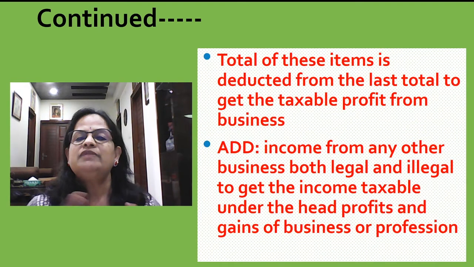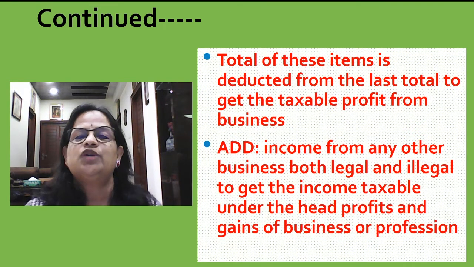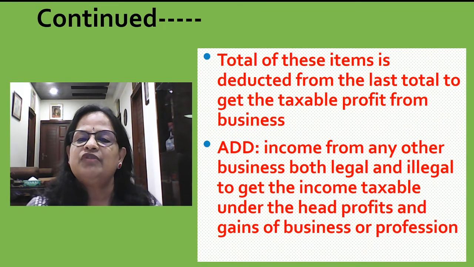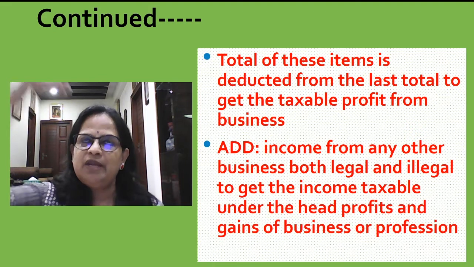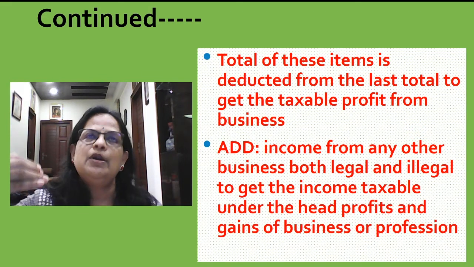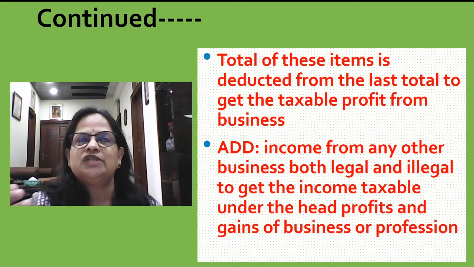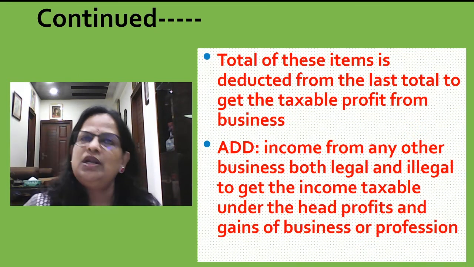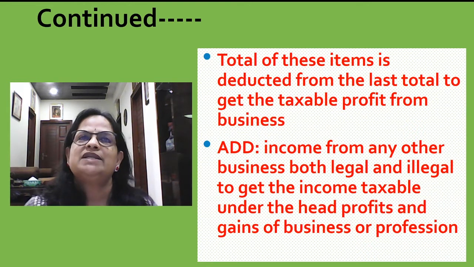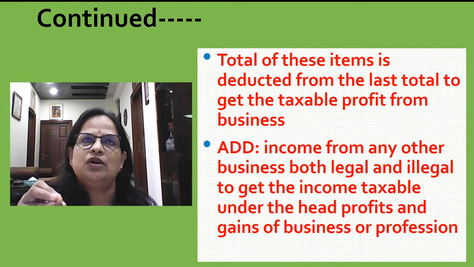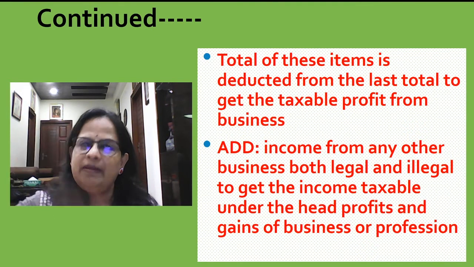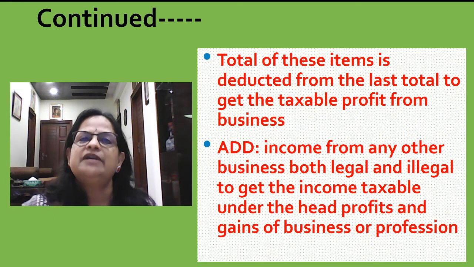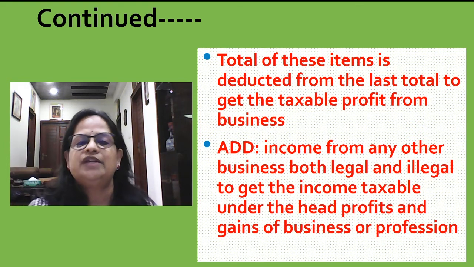Now total of these items is deducted from the last total to get the taxable profit from business. So we started with net profit, add the disallowed items which are debited to profit and loss account. From that, less actual expenses allowed as per the Income Tax Act, depreciation, bad debts and all. Now again reduce that from the credit side, exempted income and incomes chargeable to other heads of income.